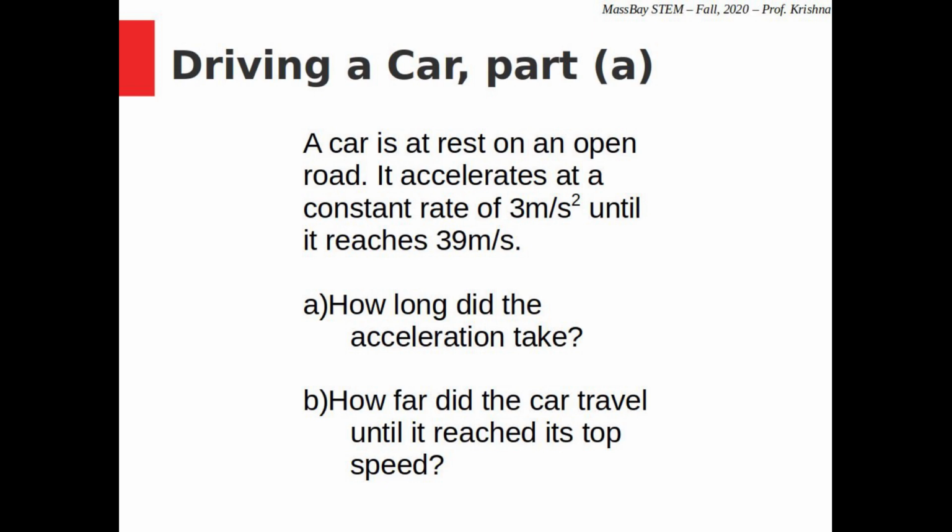A car is at rest on an open road. It accelerates at a constant rate of 3 meters per second squared until it reaches 39 meters per second. How long did the acceleration take?